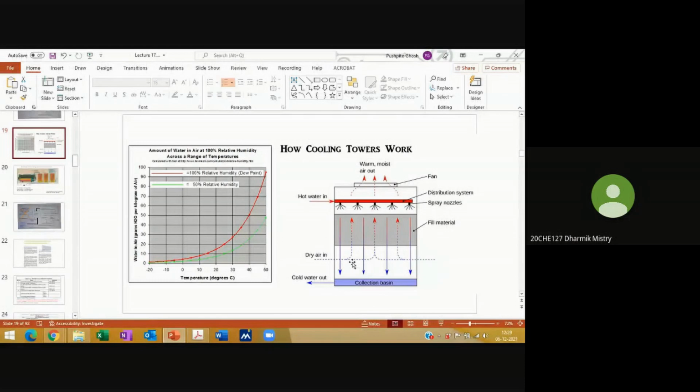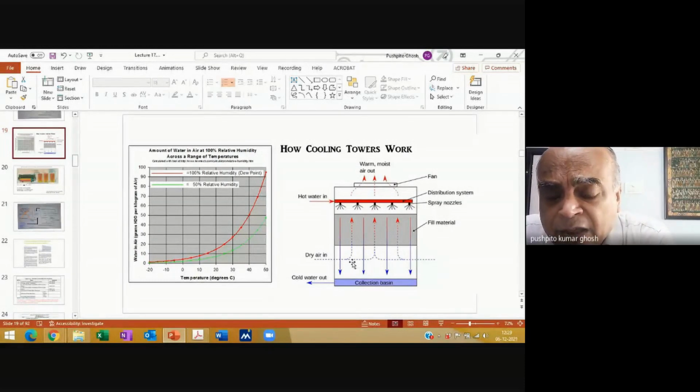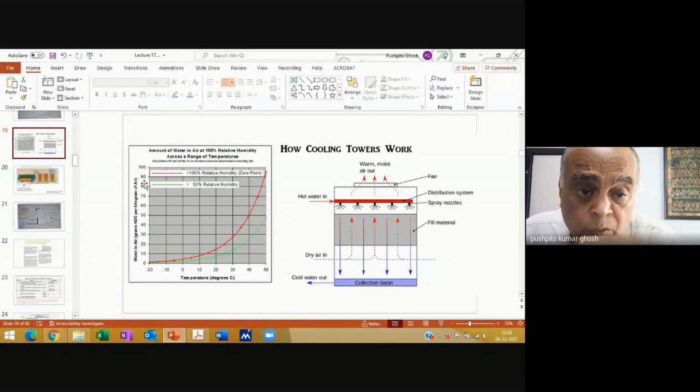Yes, sir. Right. In which case I would require tremendous amounts of air to carry out that cooling. But you see, what you take advantage of is the plot of the water in air, grams of water per kilogram of air. So let's say I'm starting with dry air at a temperature of around 30 degrees or thereabouts, I've got a certain amount of moisture content in that air.